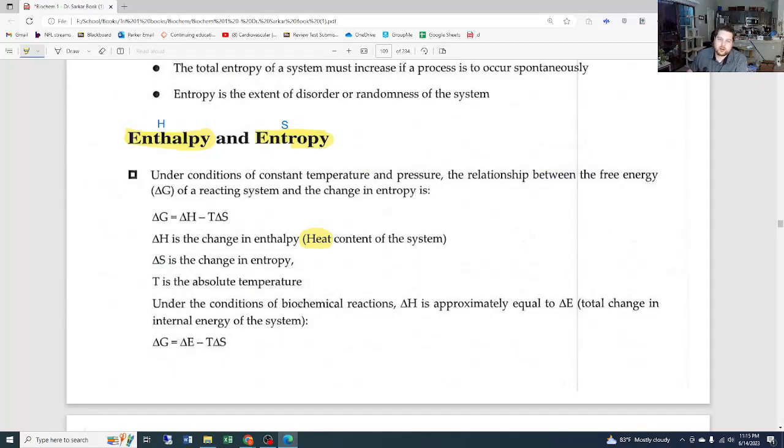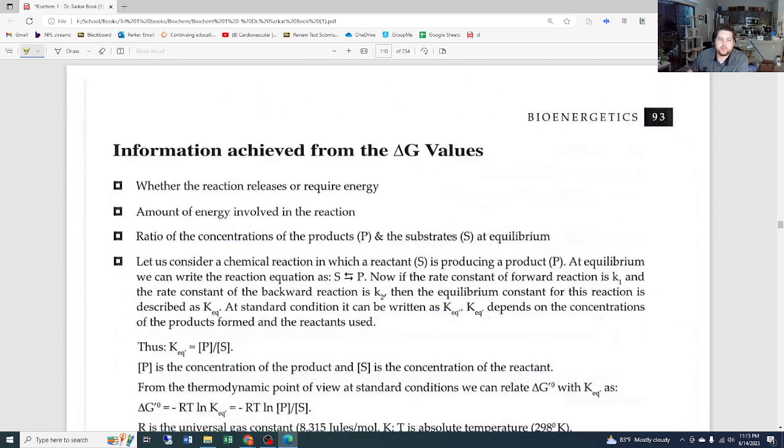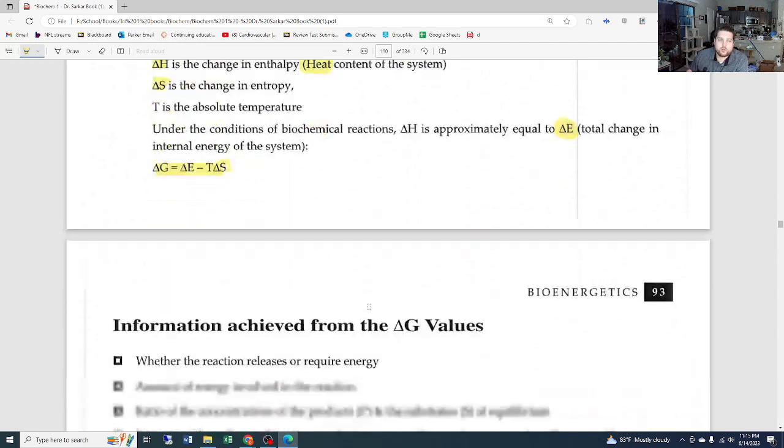Under the conditions of biochemical reactions, delta H is approximately equal to delta E, total change in internal energy of the system. Again, this is just adding some more variables into there. This is just kind of some math stuff. So because delta H equals delta E, we can replace them in the equation. I would recommend that you know this question, know these variables, and know this equation as well, just like what it represents.